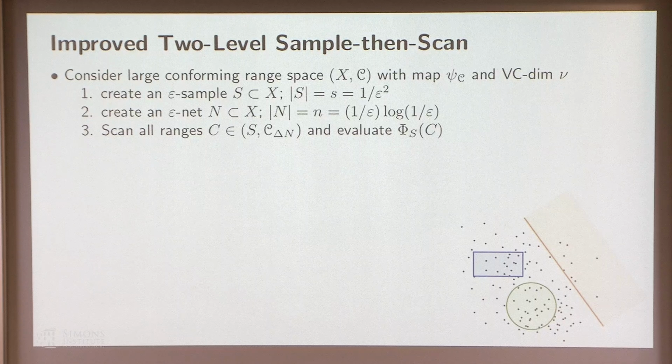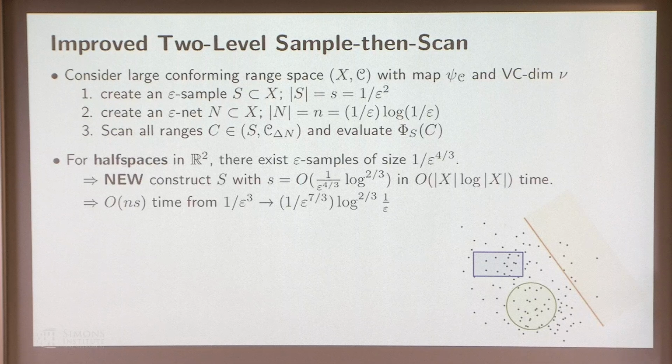So if we think about this again, I've got basically three steps in my algorithm. I create the epsilon sample, I create the epsilon net, and then I scan over this, or approximately scan, as we'll see, over this restricted set of ranges, evaluating them on the sample.